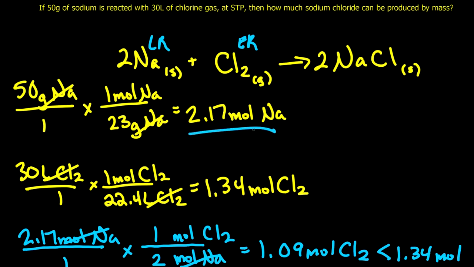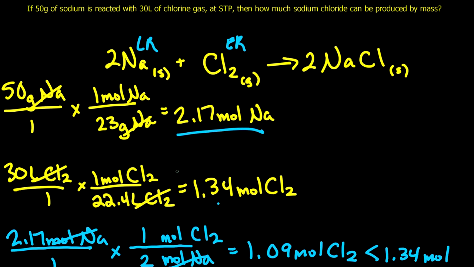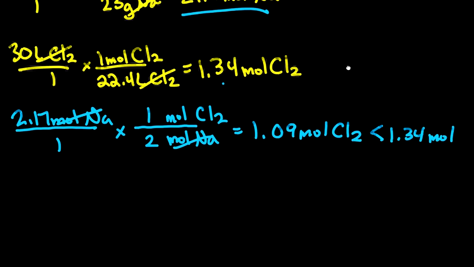So I'm going to use 2.17 moles of sodium for any stoichiometry past this point. Now that I know which one's my limiting, I can figure out my question. How much sodium chloride can be produced by mass? This is my actual question, and we're looking for grams. So I'm going from sodium to sodium chloride. That is a 2-to-2 ratio, and I'll hang on to that information for a little bit later. So let's slide down and figure this out.